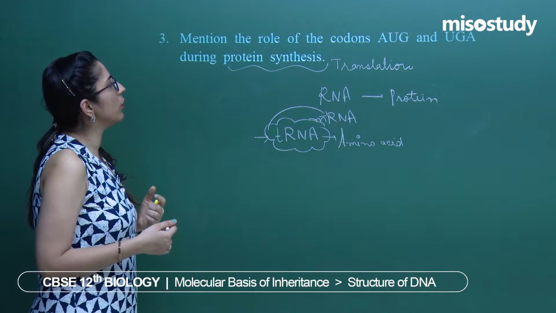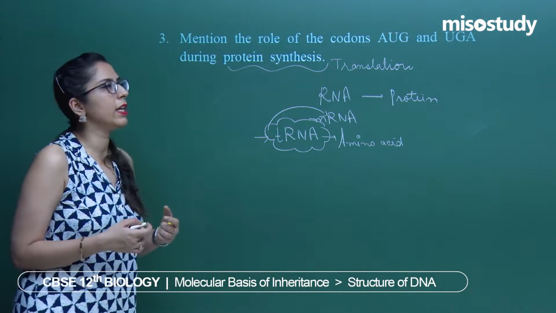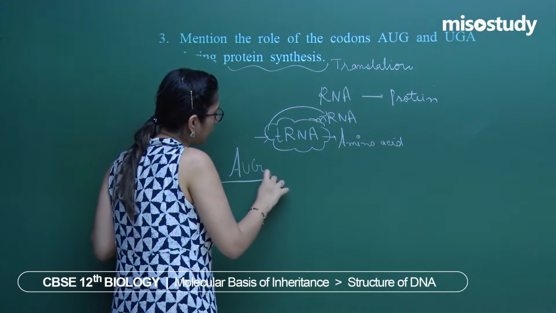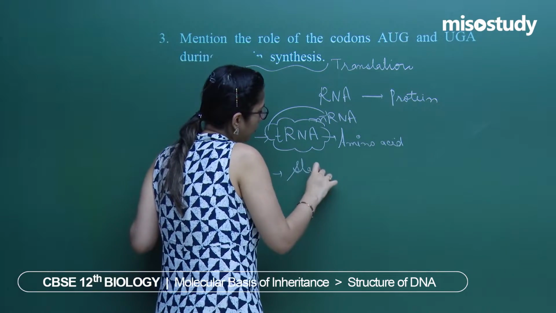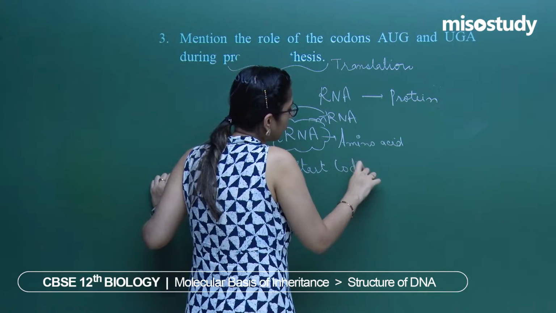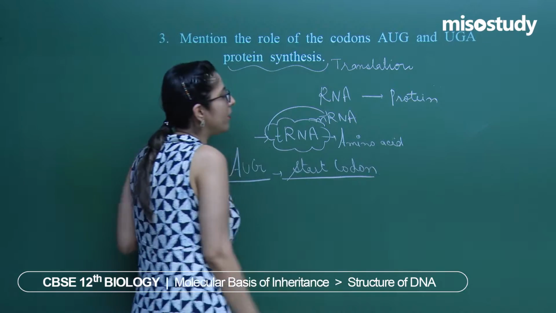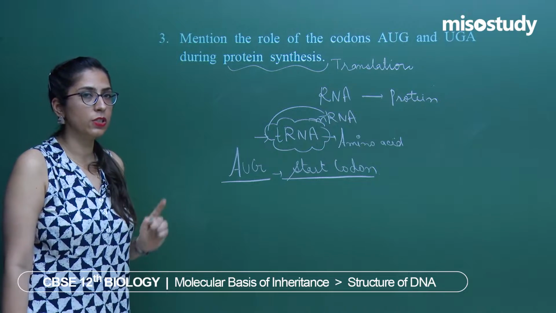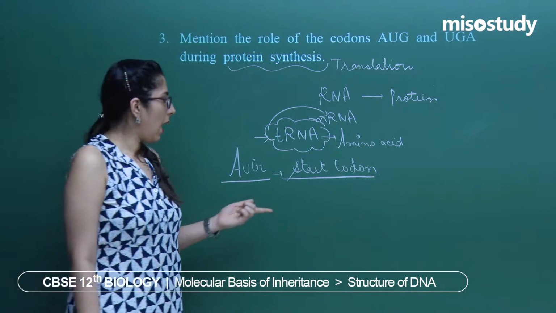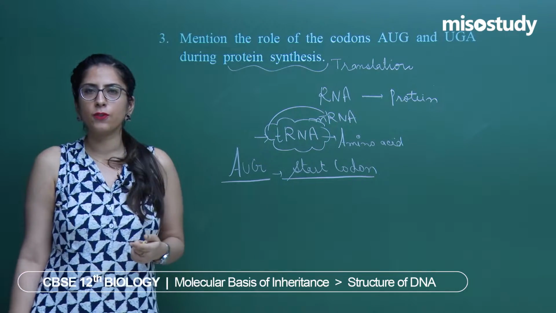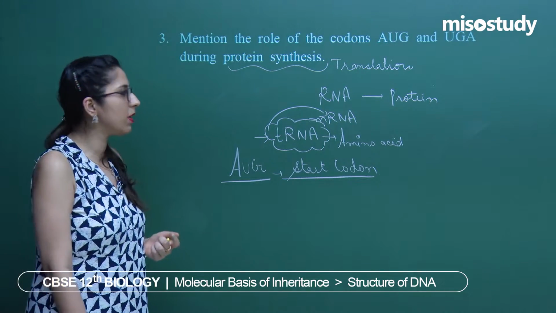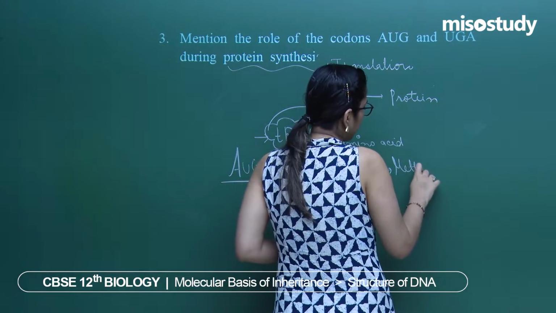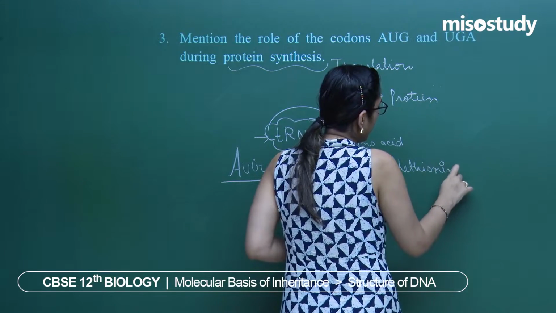Now the triplet codon mentioned in the question is AUG. AUG is called the start codon. This is the codon from where the translation always starts. Translation always starts with AUG. This you have to remember. And this is carried by a tRNA which is called a charged tRNA because it carries one amino acid with it, and the name of that amino acid is methionine. Which amino acid? Methionine.